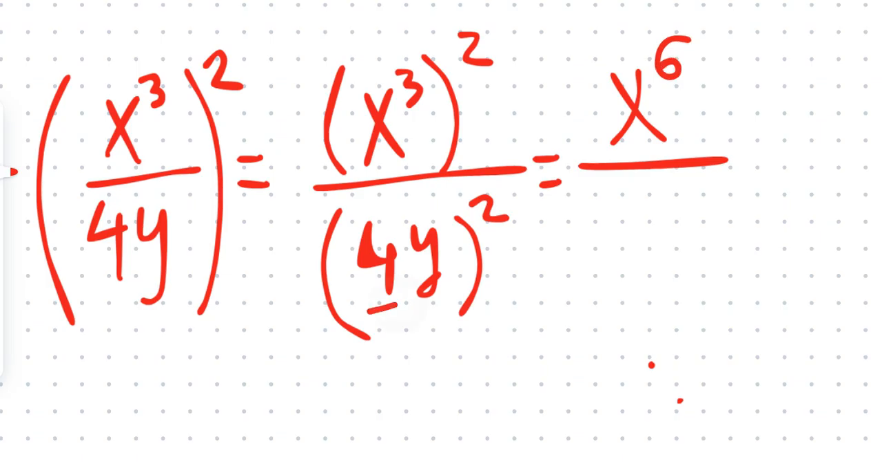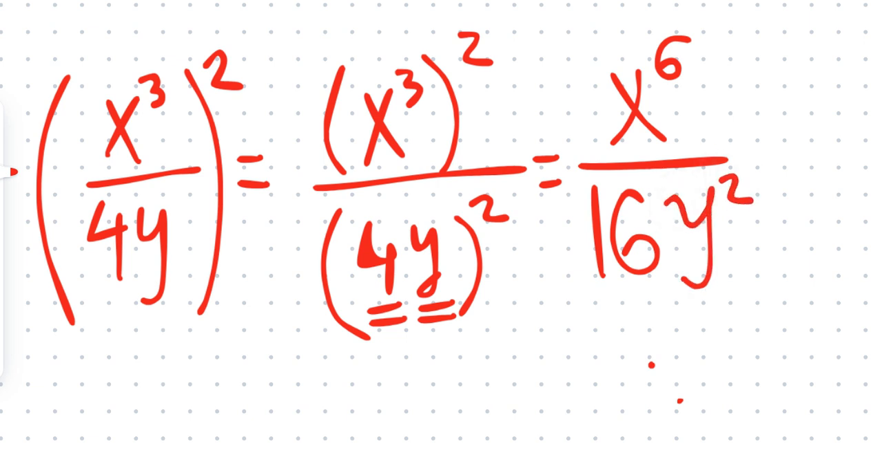Our denominator, 4 to the power of 2, 16. Y to the power of 2 is y squared. Is there anything that we can simplify here? I wouldn't say so. That's it. We are done with this question. Let's have two more questions, and with that, today's lesson will be over.